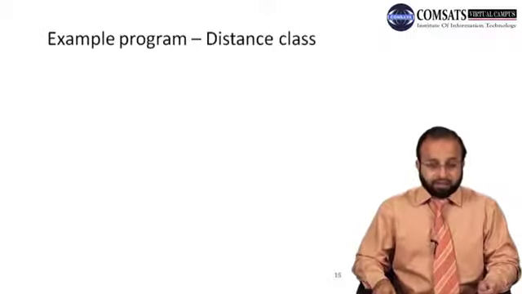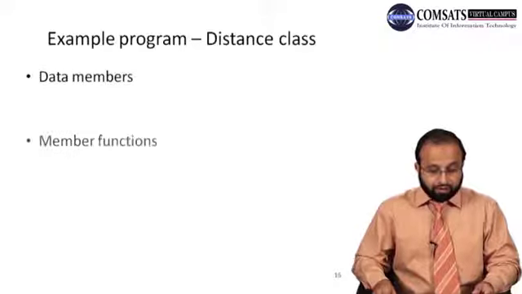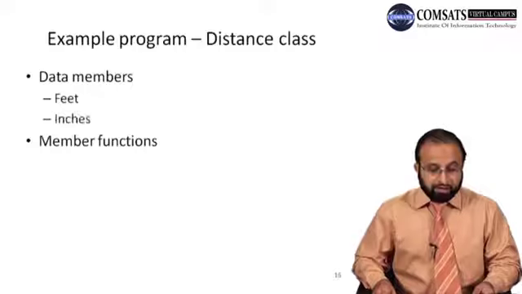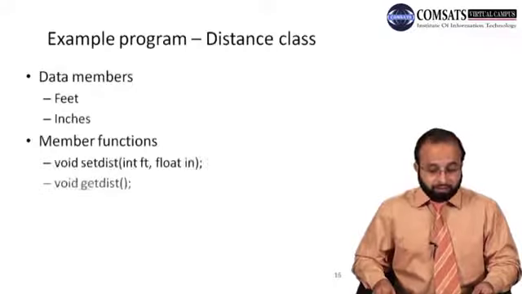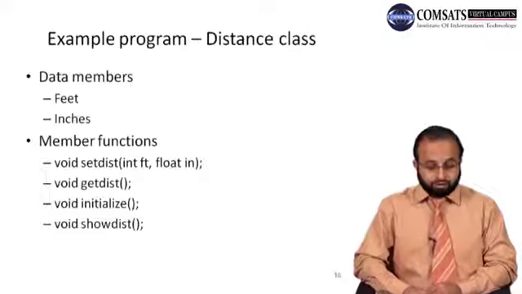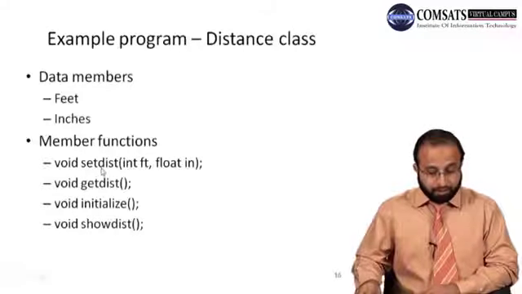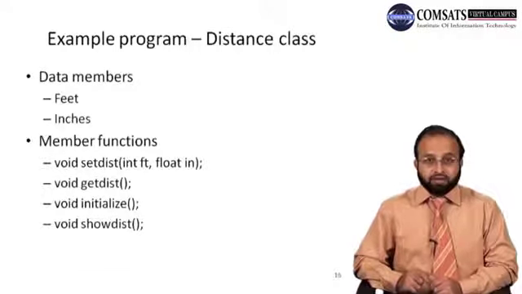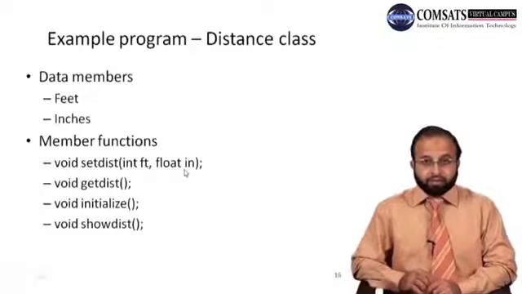Another example program, the distance class, that has some data members and member functions. The data members are feet and inches, and the member functions are set dest, get dest, initialize, and show dest. So you can see the set dest function. You're passing two values to that function, feet and inches, and what this function will do, this function will initialize the private data member of the object with which you are calling the set dest function with feet and inches.